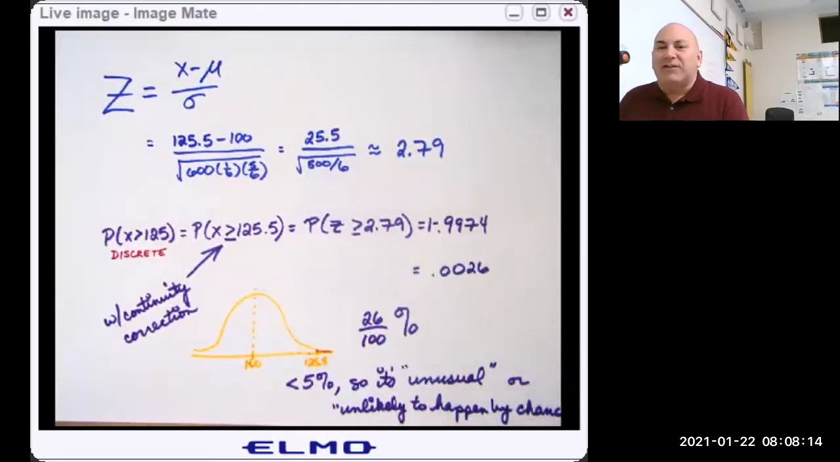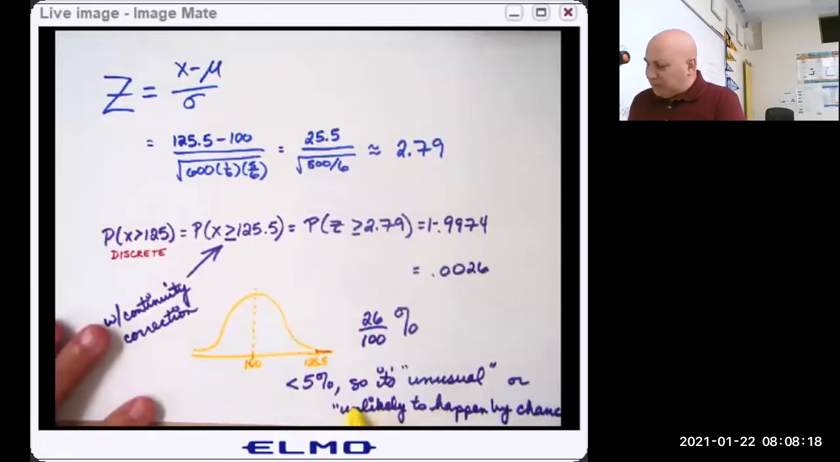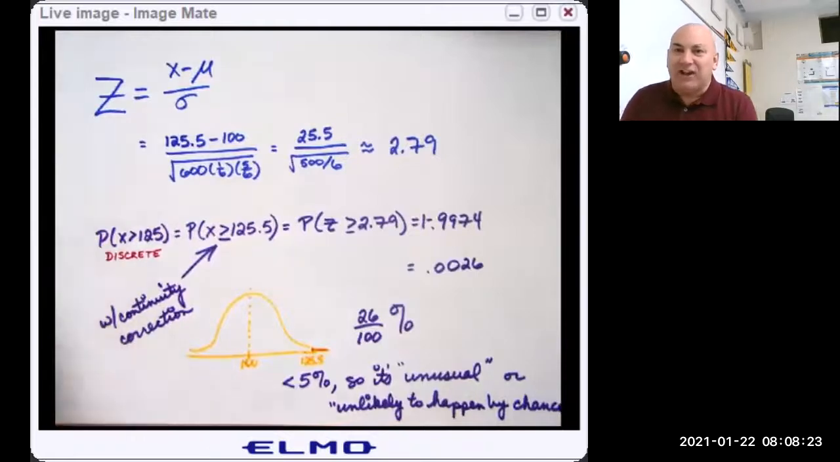Remember, anything that has less than a 5% chance of happening, we say is unusual. So we would say that this is unusual or unlikely to happen by chance. If you got more than 125 ones out of 600 rolls, either you just got a very fluky sample, and there's a very small chance that that happens, or more likely, your die is not a fair die.